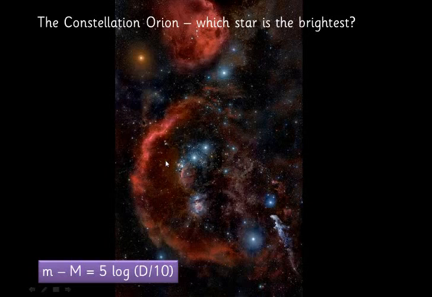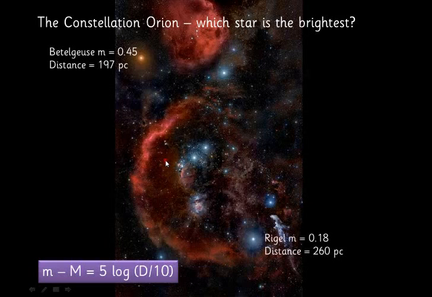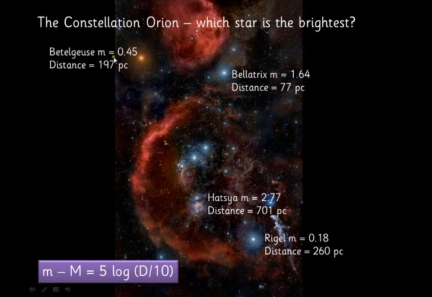So if we go back to our friend Orion, and we look again at these four stars, we've got their distances, which we might have measured by parallax perhaps. So Betelgeuse is 197 parsecs from the Earth, Bellatrix is only 77 parsecs from the Earth. Hatsia, even though we said it's the dimmest star, is 700 parsecs away from the Earth. So it's about 9 times as far away as Bellatrix. So if they were the same brightness, it would only appear to be 1/81st of the brightness.